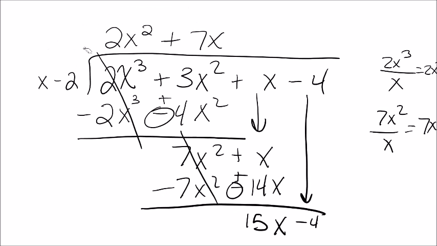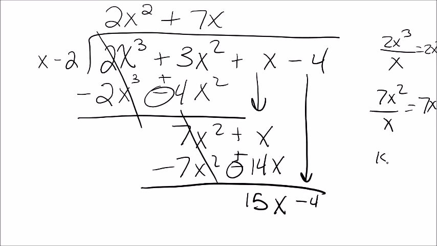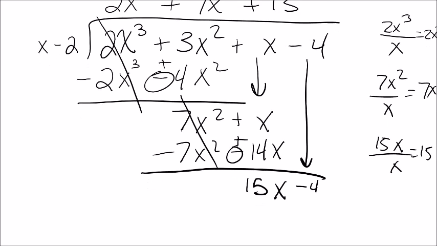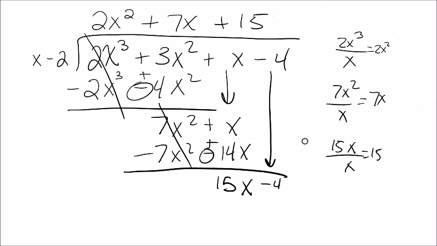And one more time we repeat this. 15x divided by x is just 15, so I'm going to put plus 15. And then we multiply that by everything in front, 15x minus 30. And then switch our signs. So minus, and this becomes a plus. So that's going to leave us with 26.